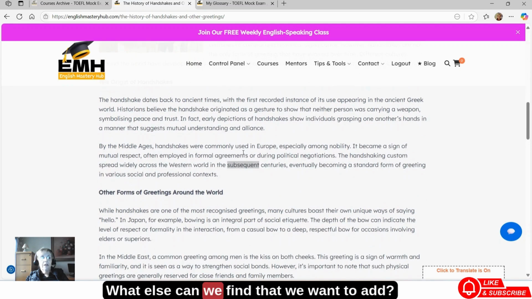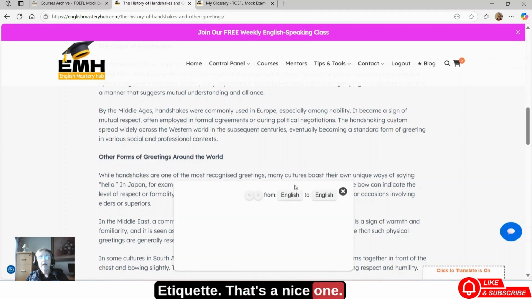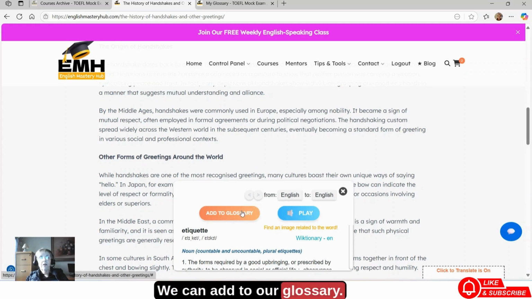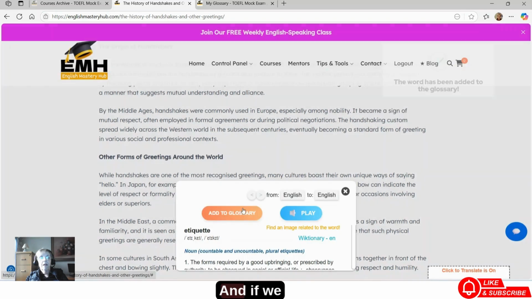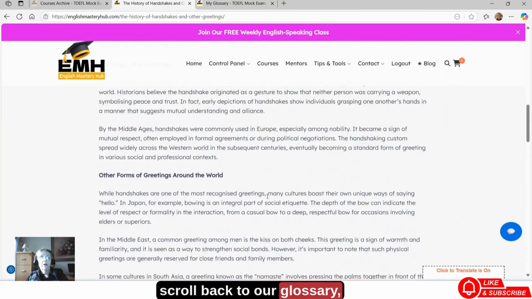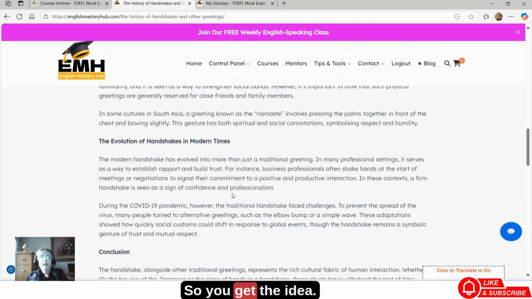Okay, what else can we find that we want to add? Etiquette, that's a nice one. Etiquette we can add to our glossary. And if we scroll back to our glossary, we will see that those words have been added. So you get the idea. These are all words that you can add to your glossary.